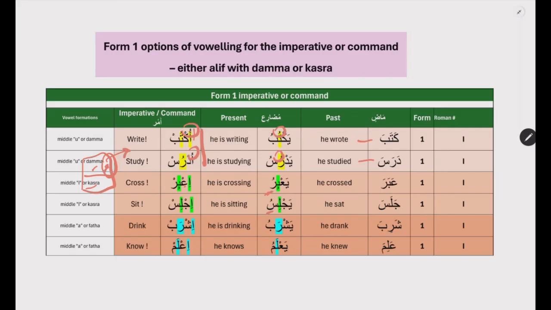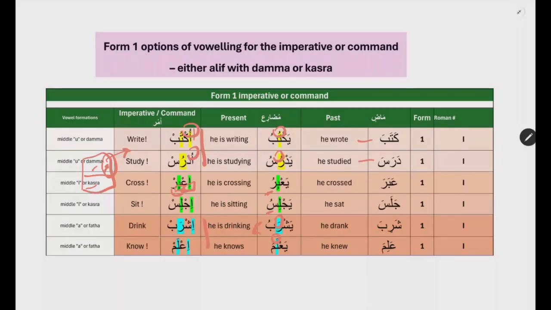So in a sense, this one kind of agrees, but it goes further. If you look at this third variety of the first form verb, you have shariba and yashrabu. So you get some verbs that take a fatha in the middle letter. Here, alima becomes ya'lamu. Right? So this fatha also takes an alif with a kasra.